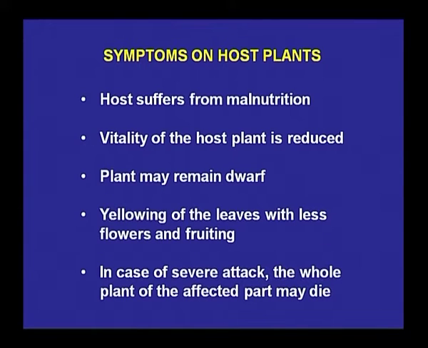Plant may remain dwarf. Yellowing of the leaves with fewer flowers and fruiting is a very common symptom. In case of severe attack, the whole plant or the affected part may die.